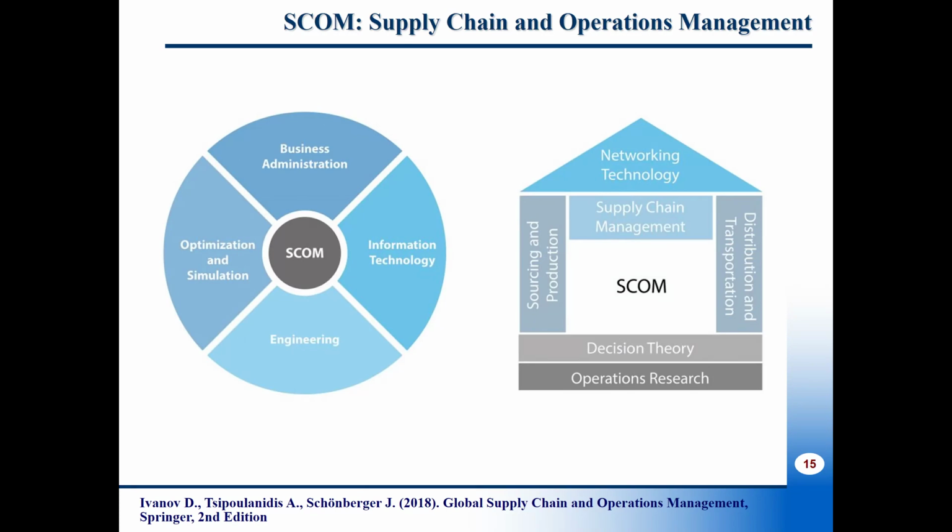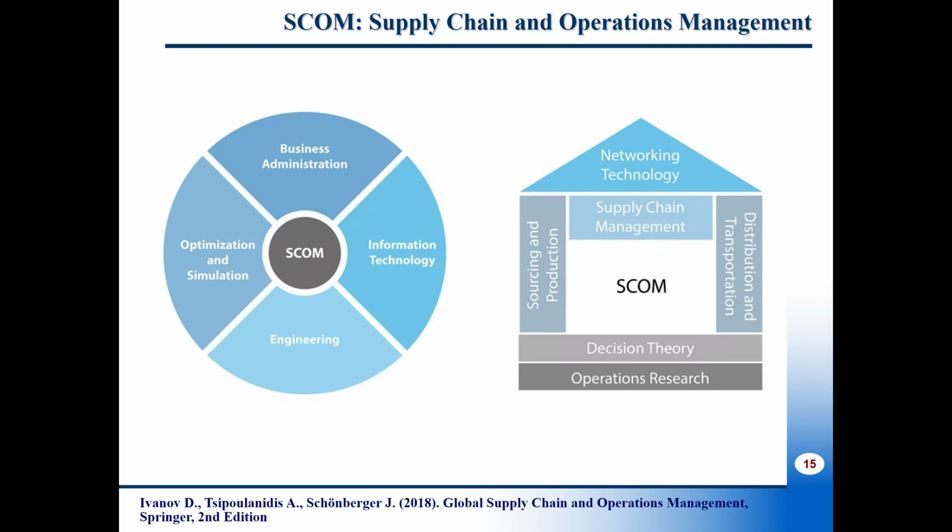In our slide, we have two figures. On the left side, we have a disk that consists of four parts. Each part represents fields or expertise that can support supply chain and operations management. We have business administration, engineering, optimization and simulation, and information technology. On the right side is the house of supply chain and operations management.